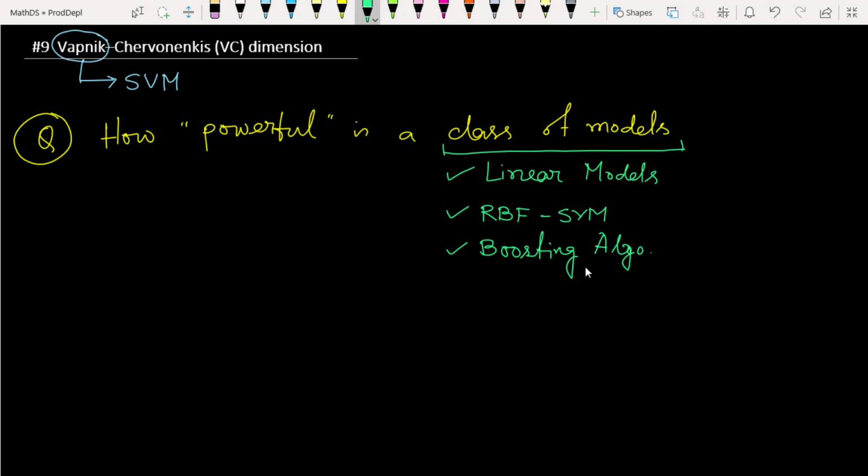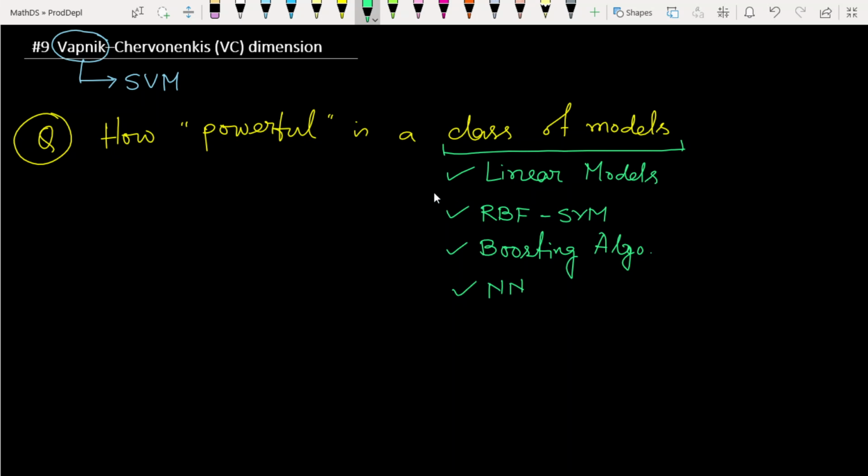Boosting algorithms mean decision trees, groups of decision trees, random forest. There are various boosting algorithms. And when we discuss neural networks, they are also a class of models. There are various kinds of networks, neural networks, and we will see these things in detail. There are various groups of models, but these are the popular ones we generally use.